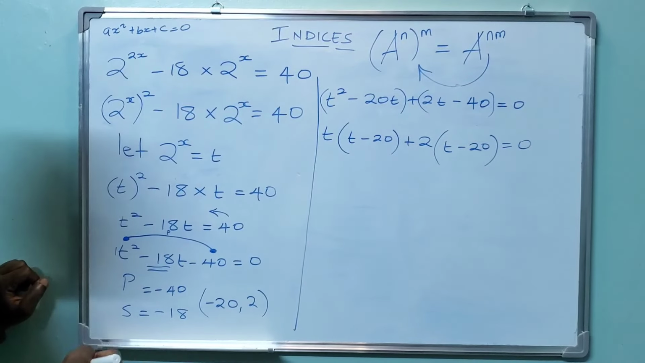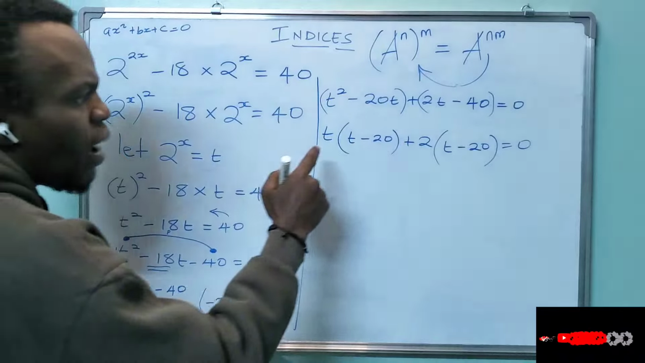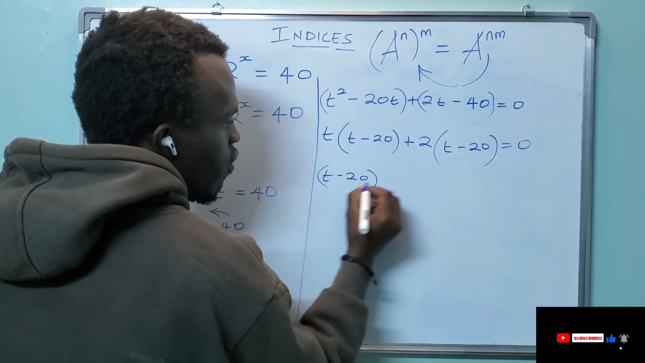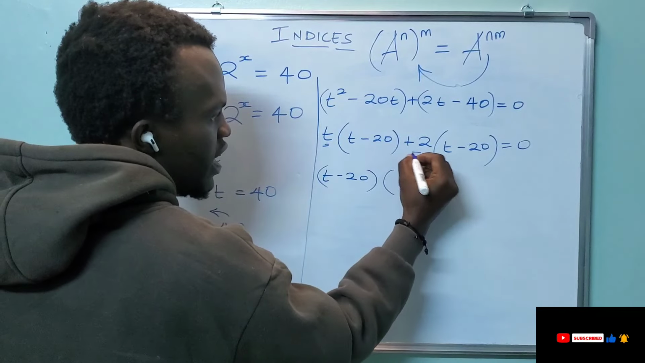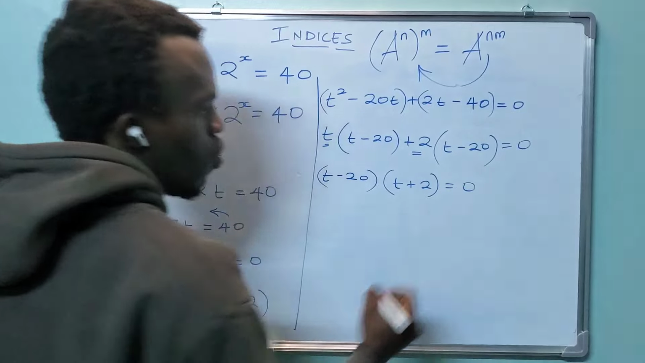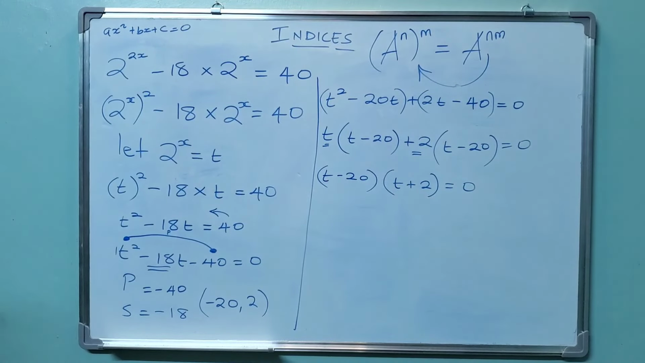Which means, if I want to get the value of t, I'm going to take one of the common ones, which is t minus 20. Then I take that, I combine it with that. So I'm going to have there t plus 2 equals 0. I can get two values of t. Remember, a quadratic equation usually gives you two values of the unknown.